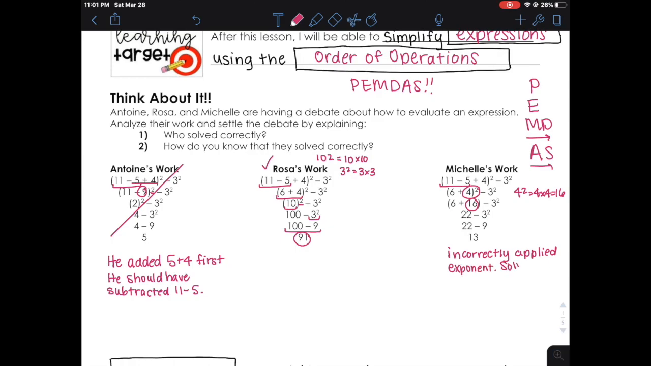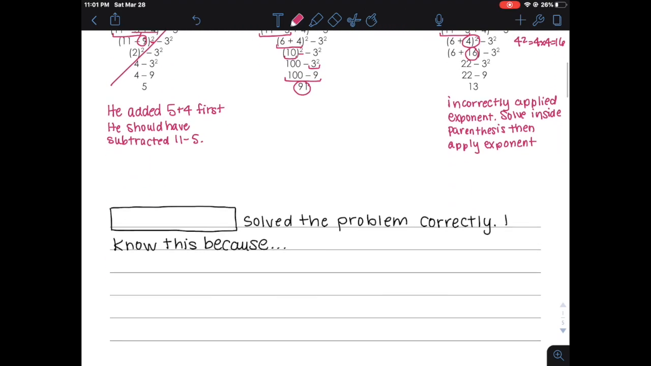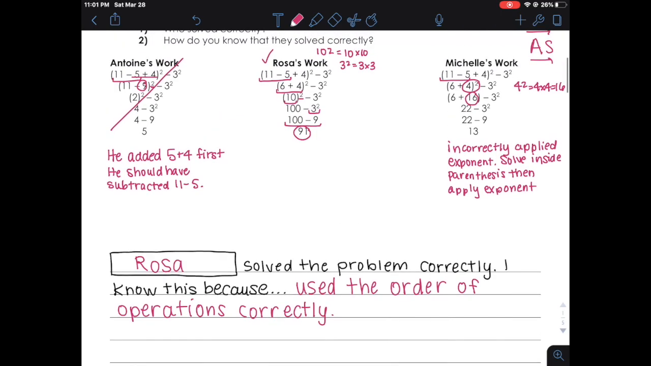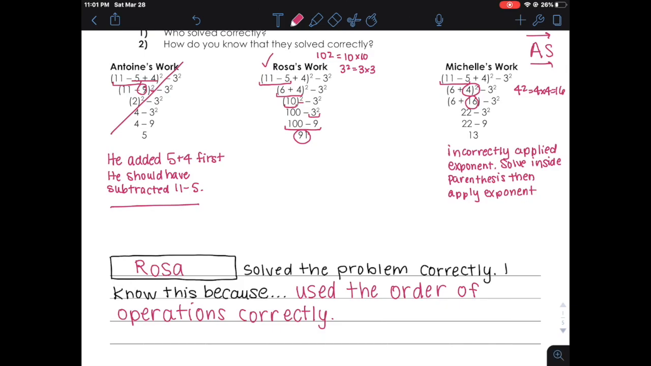You need to solve inside parentheses, then apply the exponent. And she again applied it way too soon. So it looks like Rosa is correct. And I know this because she used the order of operations correctly. I'm not going to write anything else since we kind of explained why everyone else was incorrect. So we're going to go ahead and move on.